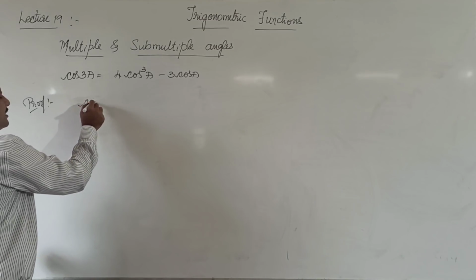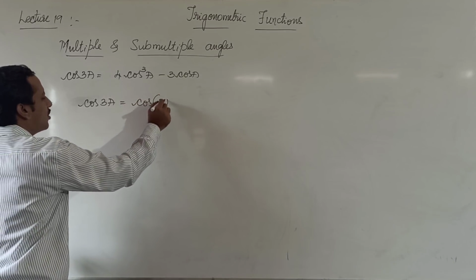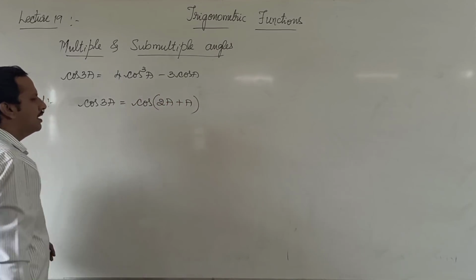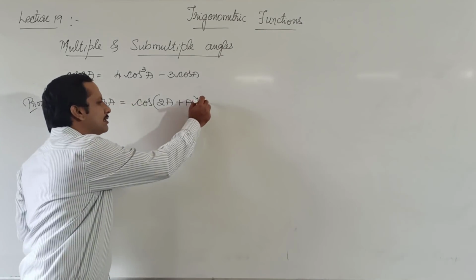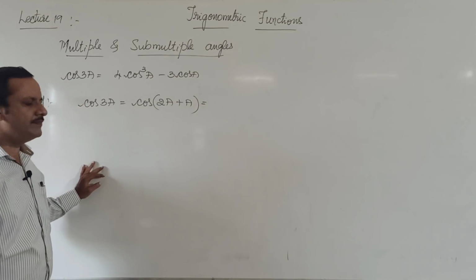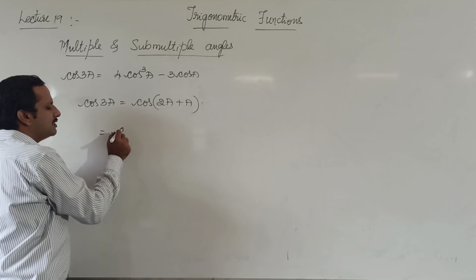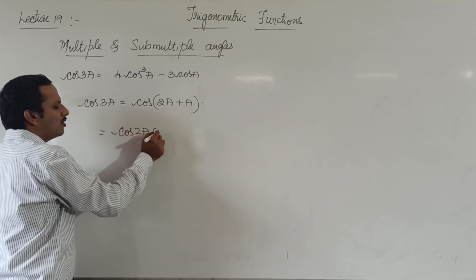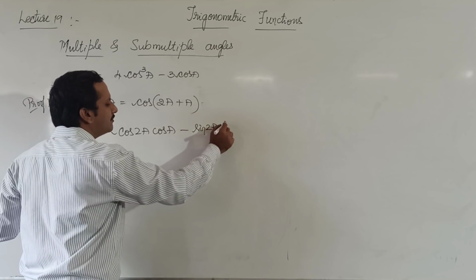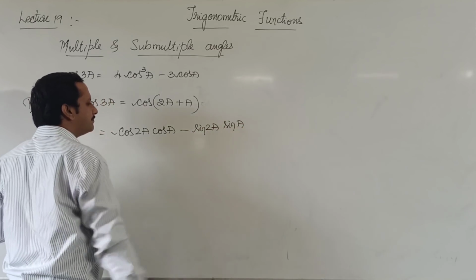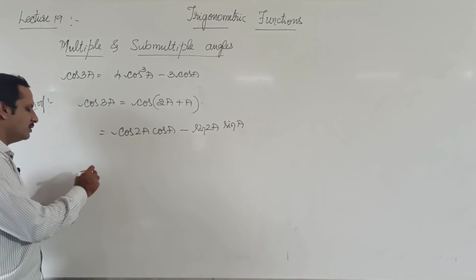Cos 3a. I will write cos 3a as cos of 2a plus a. I am writing 3a as 2a plus a. This looks like cos a plus b. Cos a plus b is equal to cos a cos b minus sin a sin b. That formula I am using.